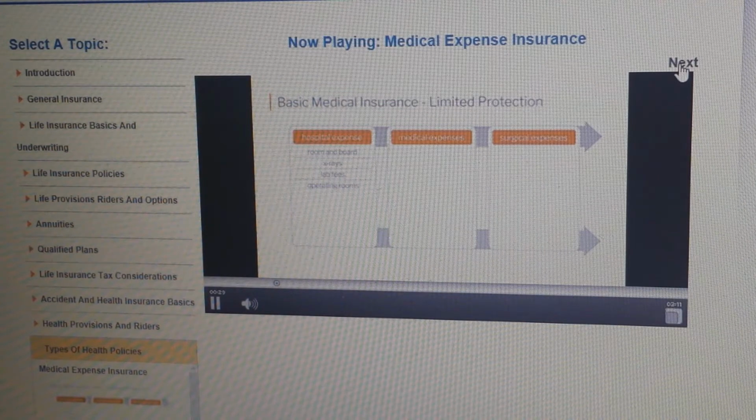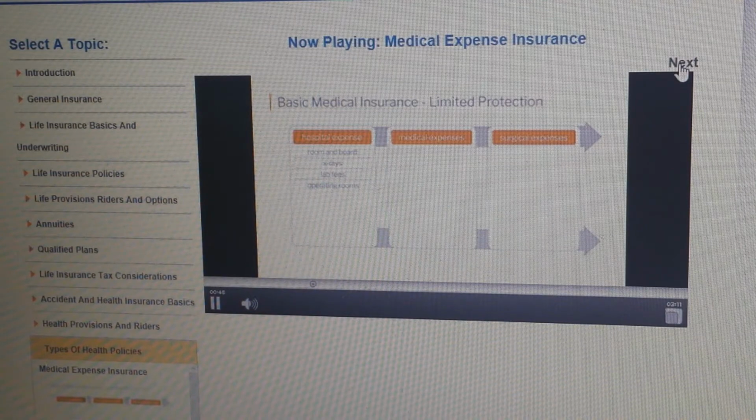Always covered room and board, but the others, you might have to pay more for, or it just simply might not have covered it. Very limited. Notice it doesn't pay you any of your costs for your doctors and things like that. Just your room and board at the hospital with maybe a few little extras.